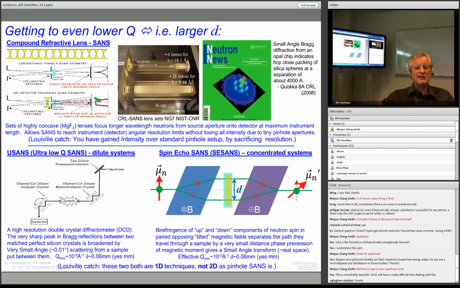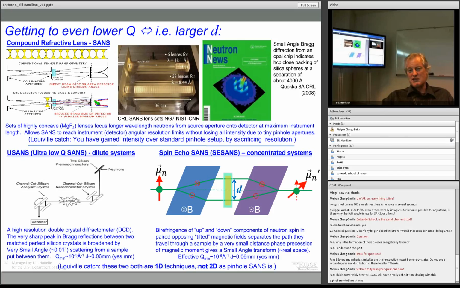But you have gained intensity over the resolution you get in a standard pinhole setup. But that's okay, because in a standard pinhole setup, if you do the math for 15 meters here, 15 meters here, these pinholes are so small that you wouldn't get very many neutrons through them, and you'd probably see nothing but background by the time you got to the detector.